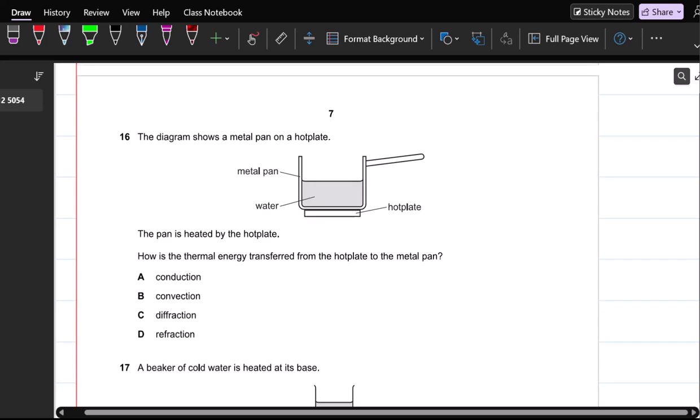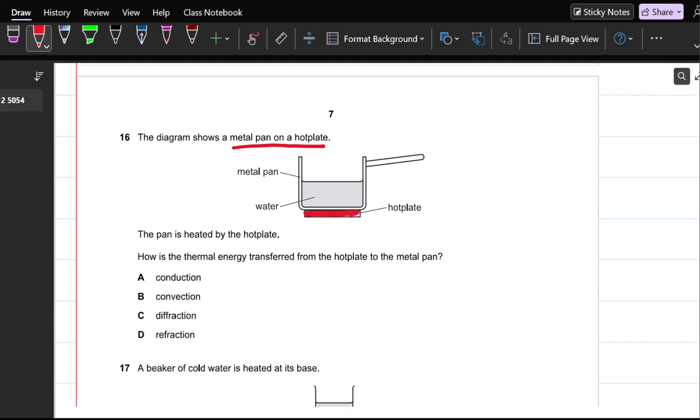Moving to the next question, the diagram shows a metal pan on a hot plate. So this is the hot plate, I'm coloring it with red. And we have a metal pan, in which water is present. The pan is heated by a hot plate. How is the thermal energy transferred from the hot plate to the metal pan?